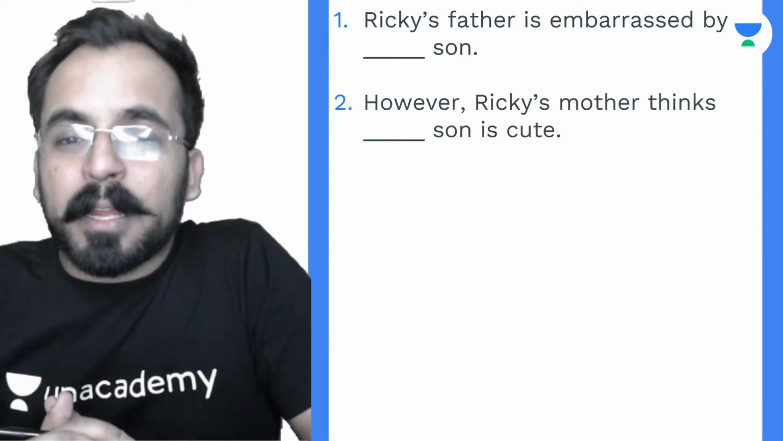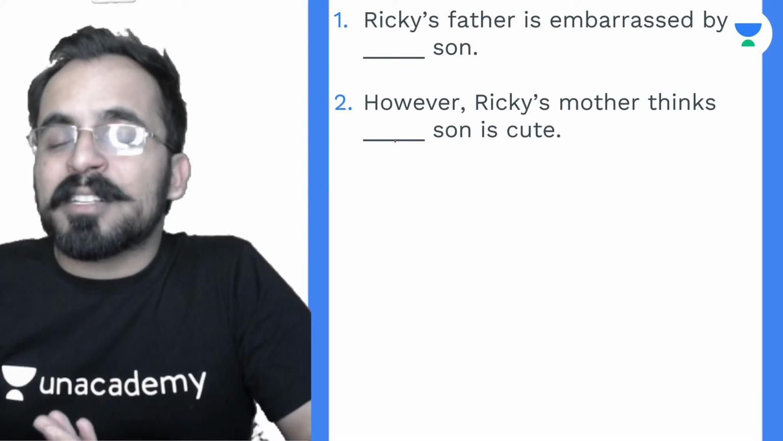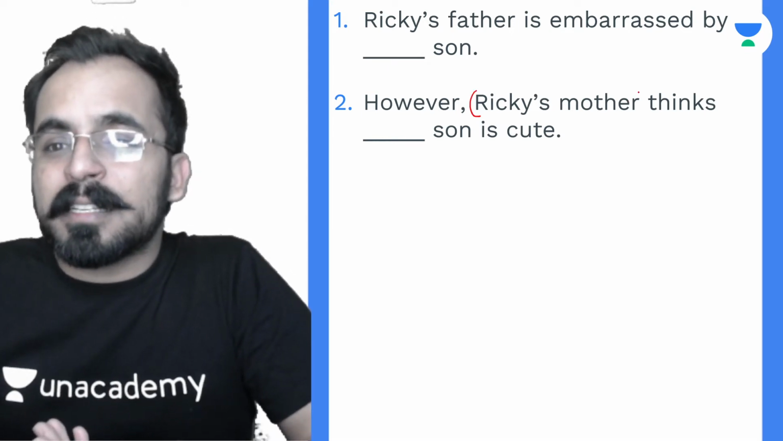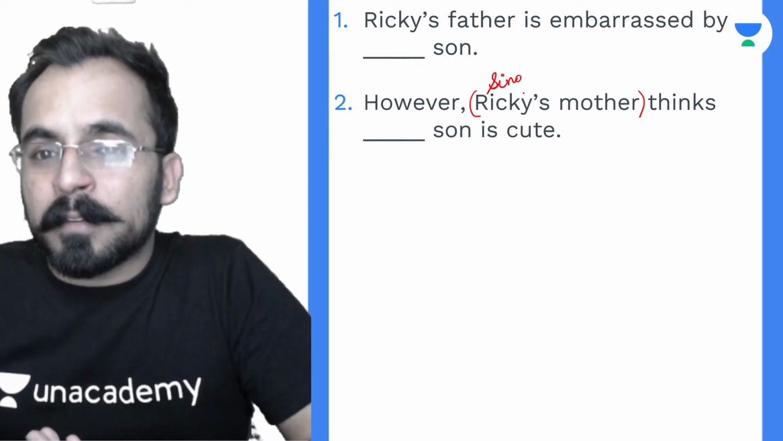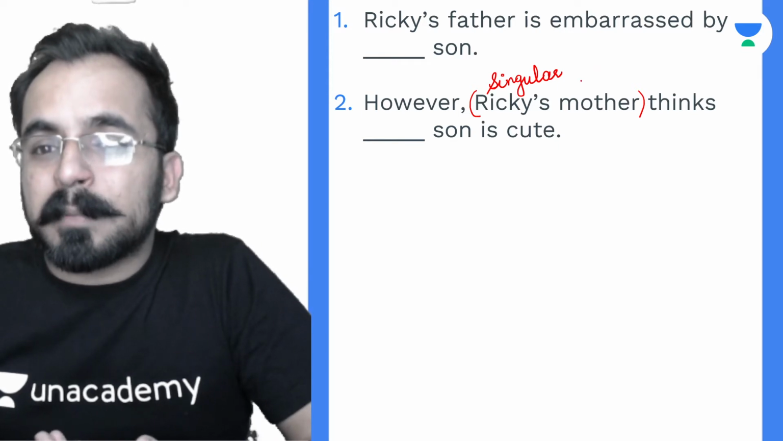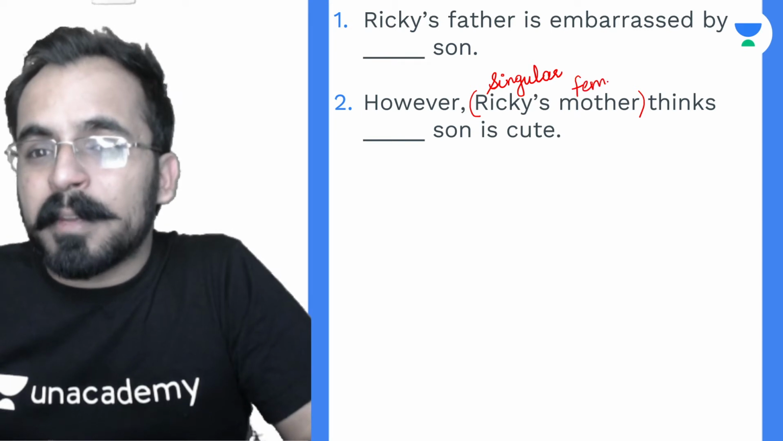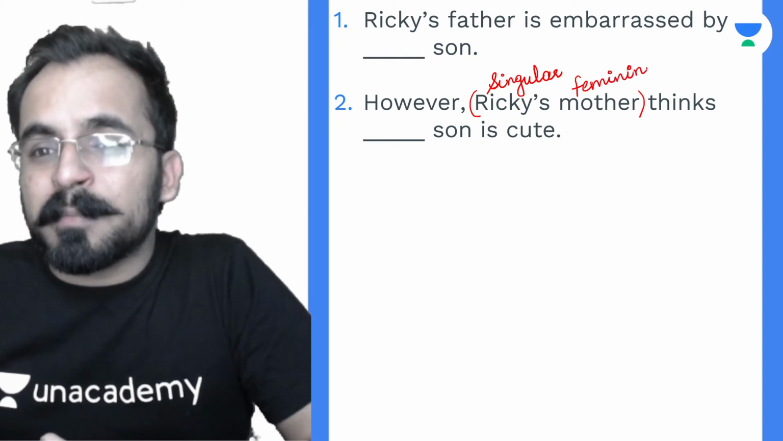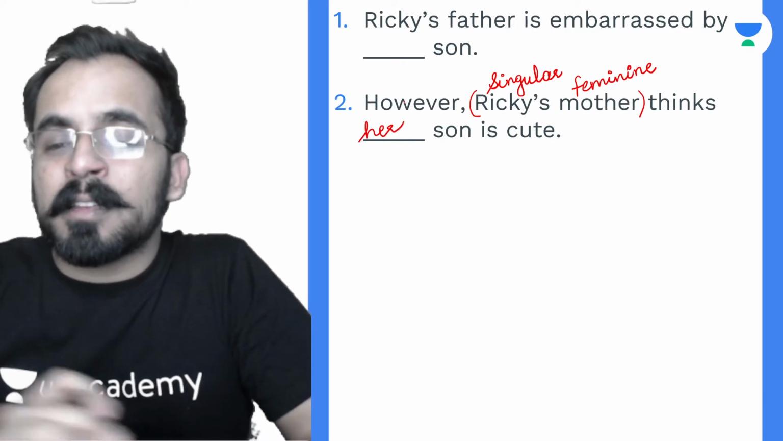Look at the second one. However, Ricky's mother thinks dash son is cute. What is your antecedent? Ricky's mother. So singular. Okay. And it is masculine, feminine or neutral? It is feminine. Ricky's mother thinks her son is cute.